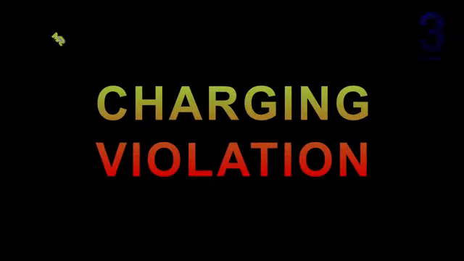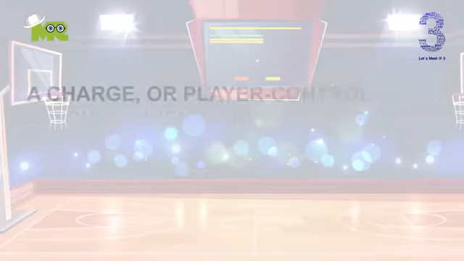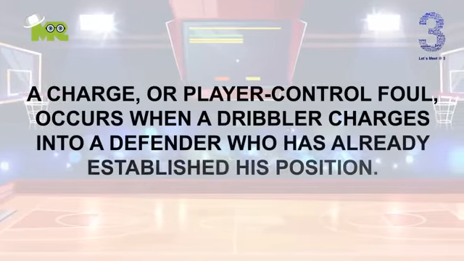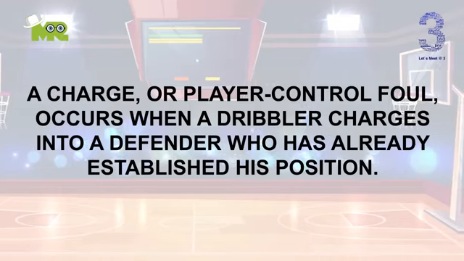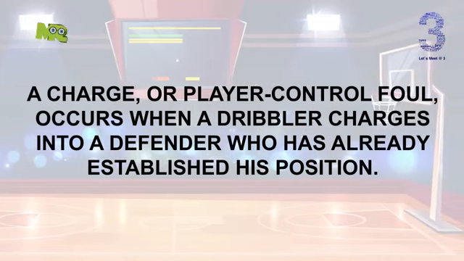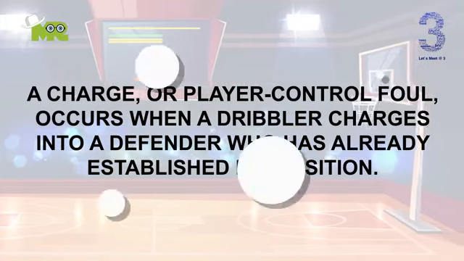Charging violation. A charge, or player control foul, occurs when a dribbler charges into a defender who has already established his position. This is called charging violation, and the ball is then turned over to the opposition.